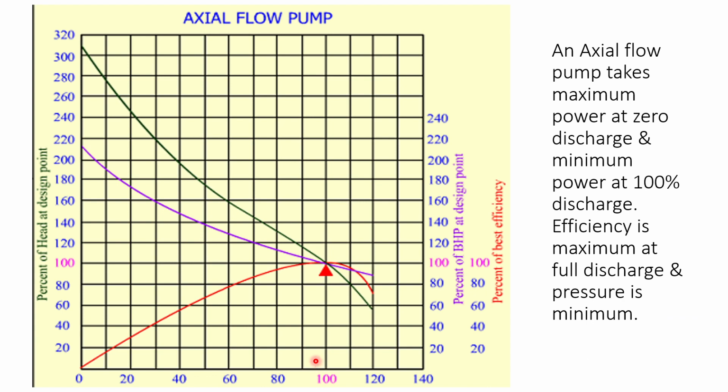If we see the performance curve of the axial flow pump at zero discharge, this is the flow. At zero discharge, the pump takes almost 300 times the normal power. When the pump is discharging nothing, it takes almost 300% power. As we go on increasing the flow, the head is maximum and the power is maximum at zero flow. As we go on increasing the flow, the head starts dropping, and the power also starts dropping.